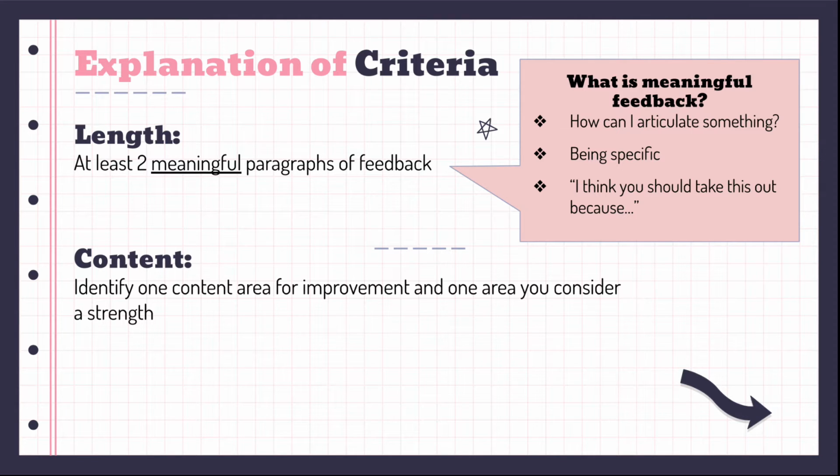Now, what is meaningful feedback? It's looking at how you can best articulate something. It is being specific. So an example of this looks like the quote here, which is, "I think you should take this out because," it's offering a suggestion, but that is specific. We are also looking at the content. We would like you to identify one content area for improvement and one area you consider a strength in every peer review that you conduct.